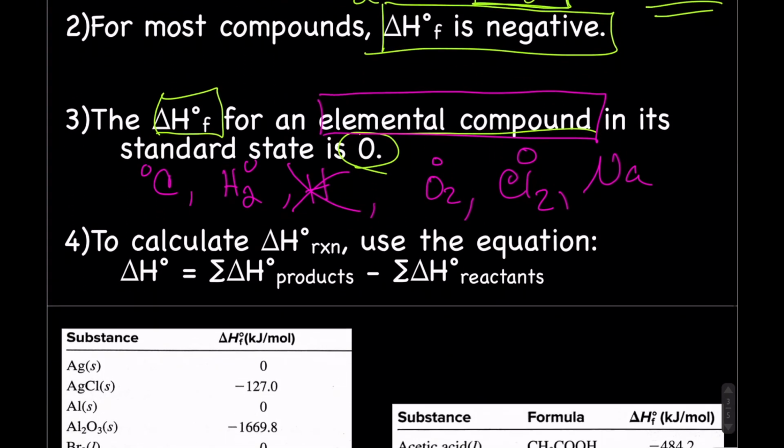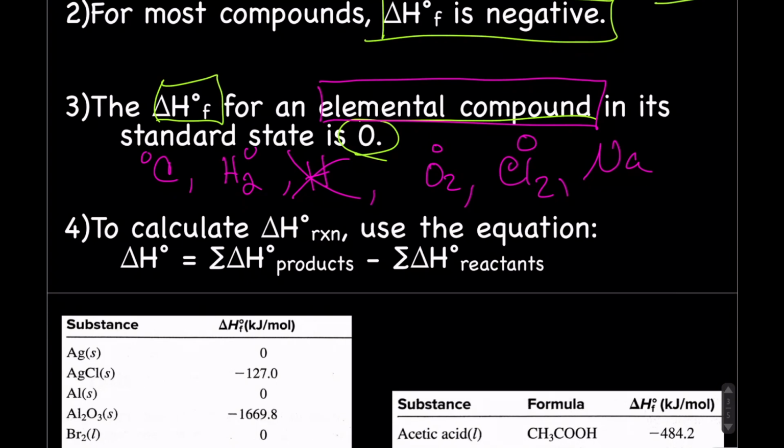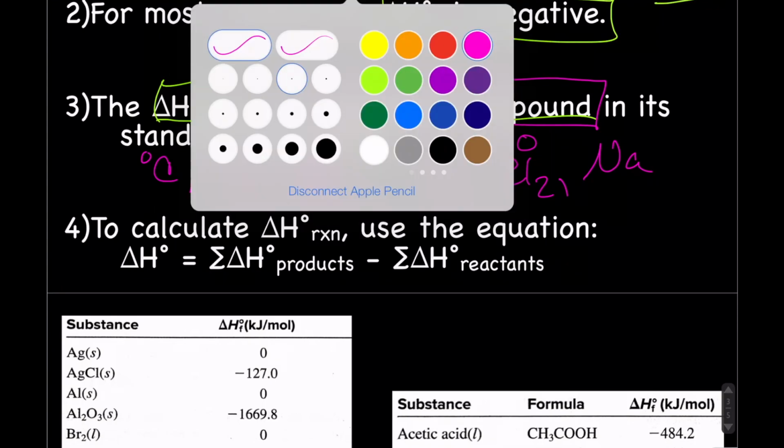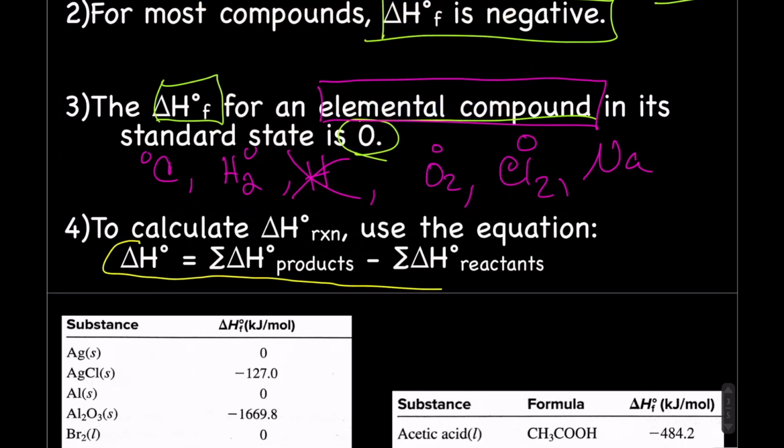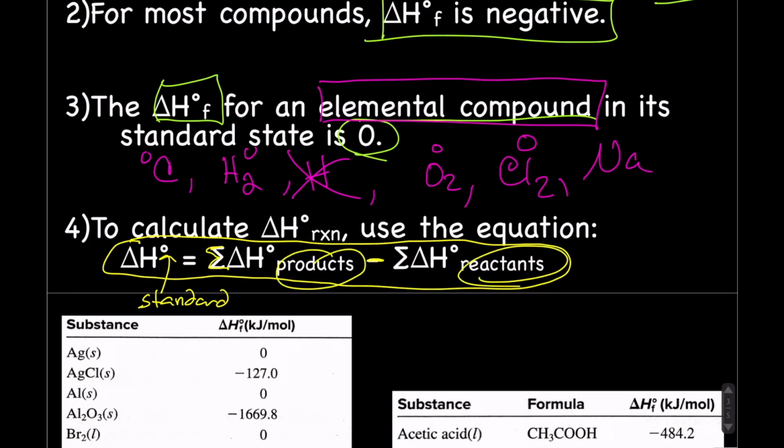To calculate change in enthalpy using standard heat of formation data, you are going to use the equation right here. The change in enthalpy, and this little symbol there indicates that you're using standard heat of formation, equals the sum, this thing right there, of the standard heat of formation of the products minus the sum of the standard heat of formation of the reactants. Real quick, because I don't want you to get things messed up, why is it products minus reactants? Well, because standard heat of formation, right? Formation.